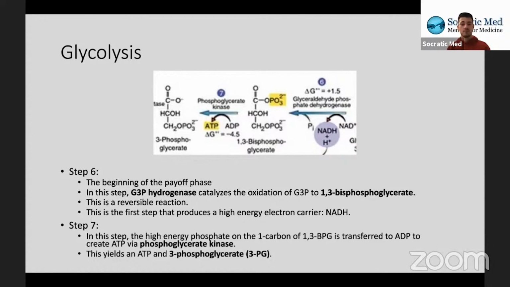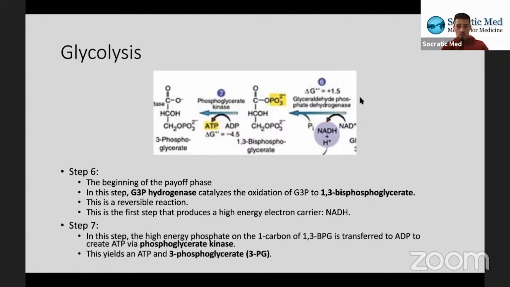And in this step, G3P dehydrogenase, remember G3P is another name for GAP, catalyzes the oxidation of GAP to 1,3-bisphosphoglycerate. This is a reversible reaction, and this is the first step that actually produces the high-energy carrier NADH.